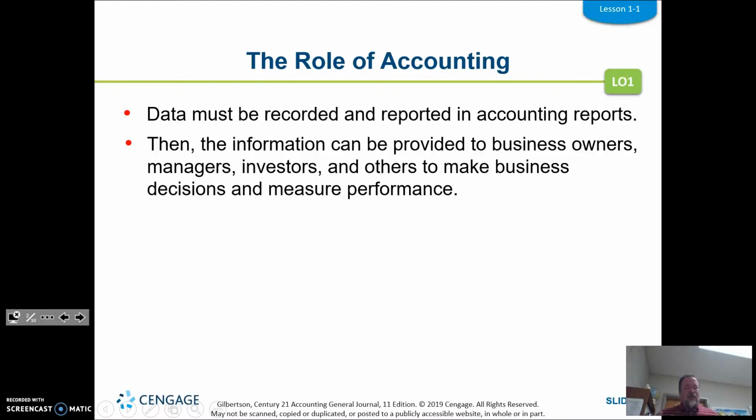Now, numbers alone can't be used to make decisions. If you just look at a bunch of numbers, you might not understand what they are. You don't show trends or anything like that. So data must be recorded and reported in accounting reports. Then those reports, that information, can be provided to business owners, managers, investors, or others to make decisions about the business or to measure performance.